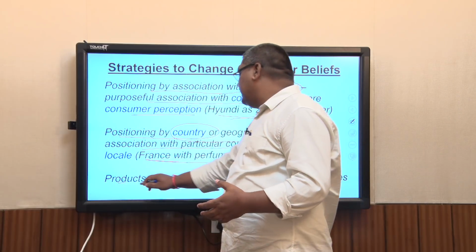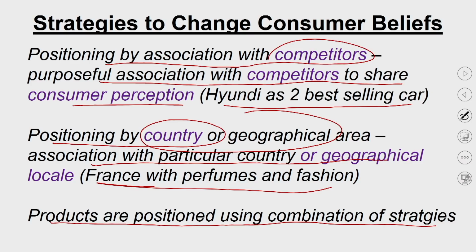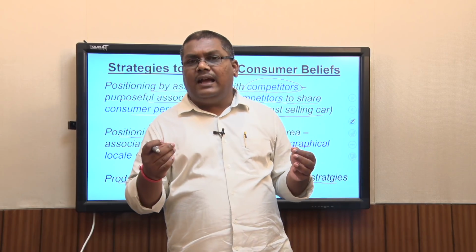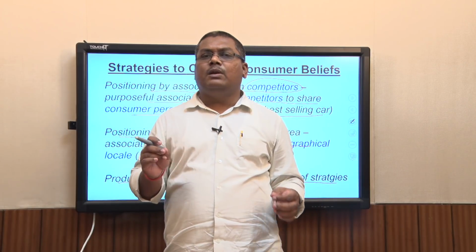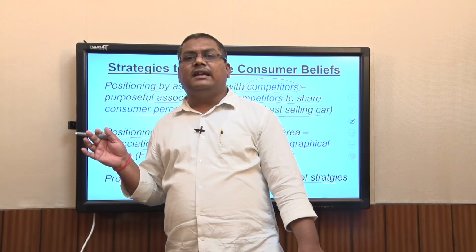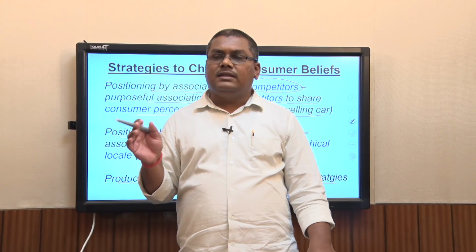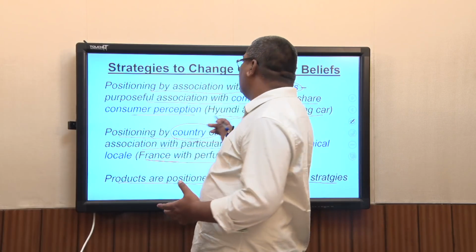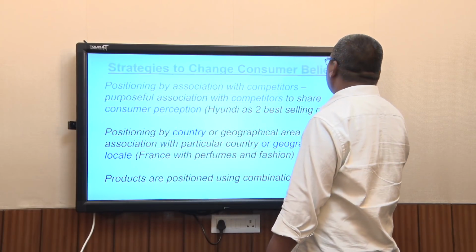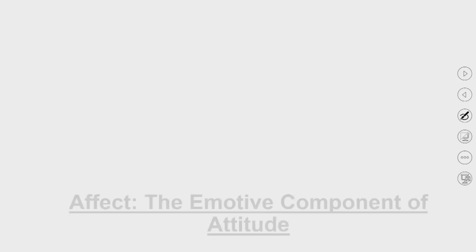So products are generally positioned using any of these combinations of strategies. When I am positioning my products, when I want to change people's belief, knowledge about a product, or what they think about a particular product, I can use any of these strategies in combination or simply one strategy to change people's attitude. That is what I can do. So how do I change people's belief? By using any of these strategies.